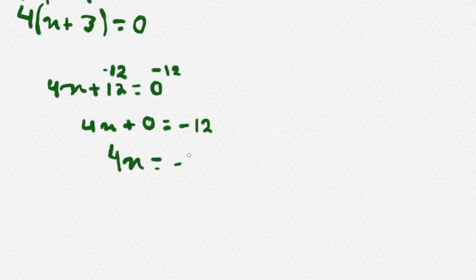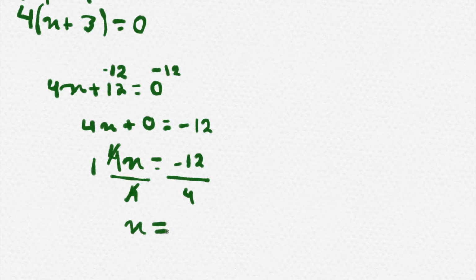Next, you have 4x is equal to minus 12. Now you divide both sides by 4, which will give you x is equal to minus 12 over 4, which is minus 3.